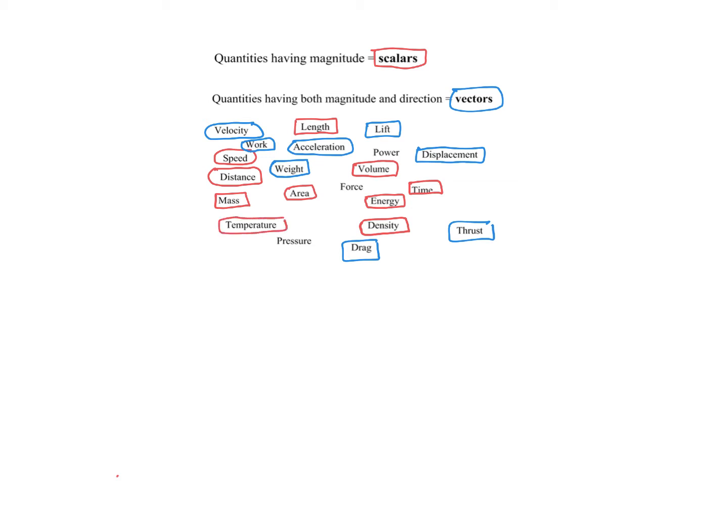Temperature would be scalar. Pressure would be scalar. Power would be scalar, and we've got one more here, force. Force is a vector. So those are just the various types of measurements, and differentiating between whether they are scalar, where it's just magnitude, or vector, where it has magnitude and a direction.